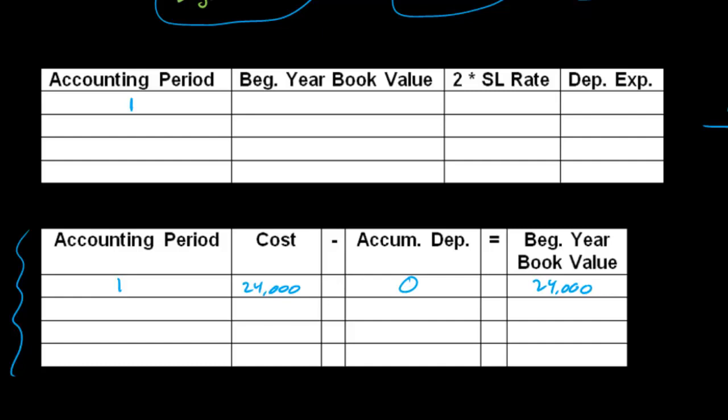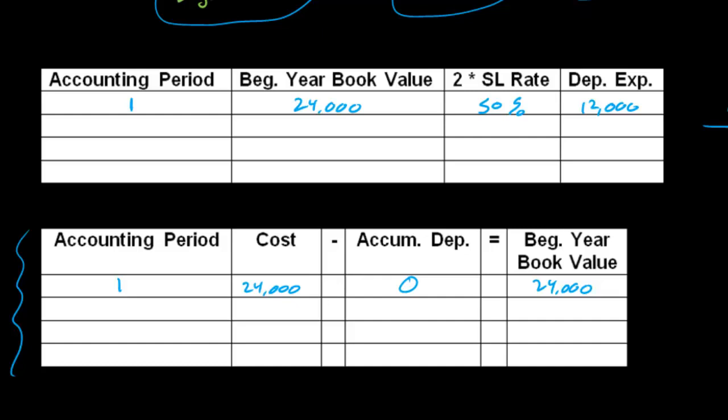So in the first accounting period, I just take the beginning of the year book value, $24,000, and multiply it by twice the straight line rate. And we said the straight line rate was 25%. So 25% times 2 is 50%. And that will give me depreciation expense of $12,000. So in my first year, I'll have $12,000 of depreciation expense on my income statement.